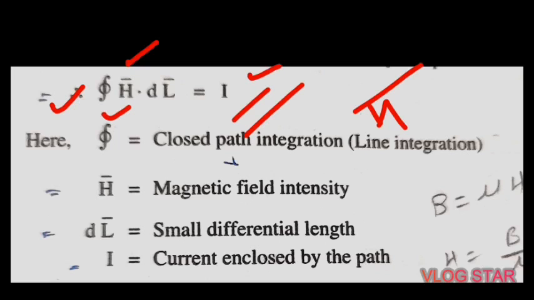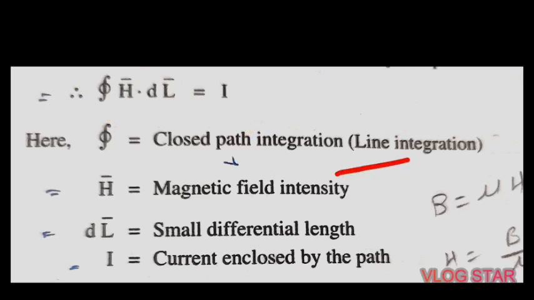That is nothing but capital I. Here this line integral is the closed path integration, or line integration, which is denoted by this symbol. Then H bar is the magnetic field intensity, dl is the small differential length with respect to H bar, and I is the current enclosed by the given path. Let us see how to prove this statement.